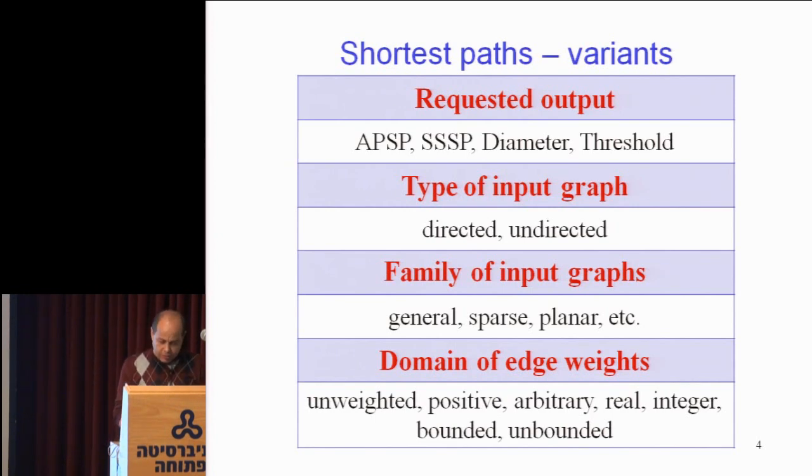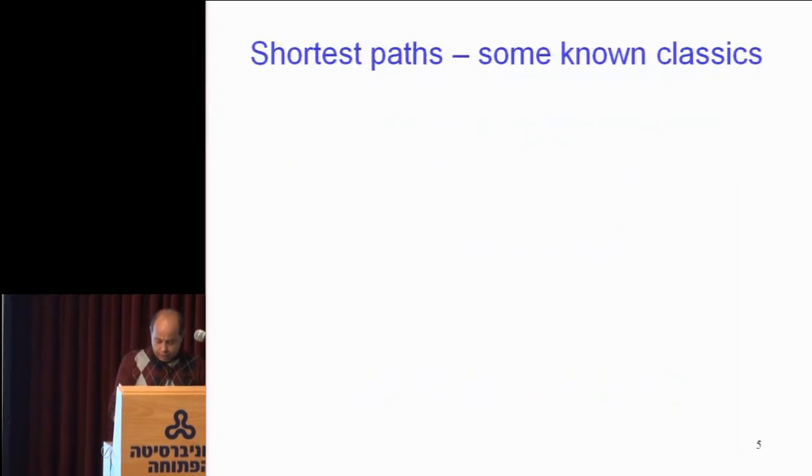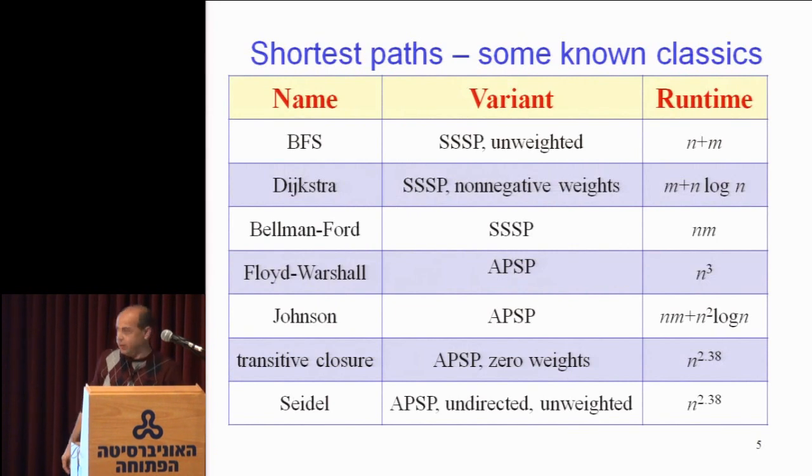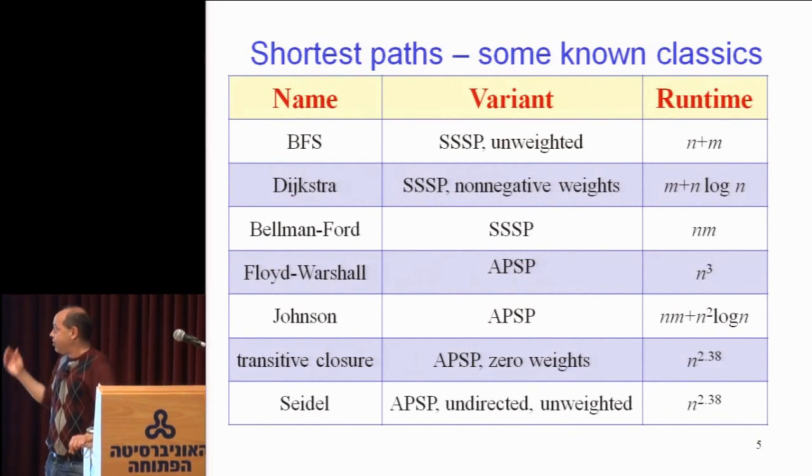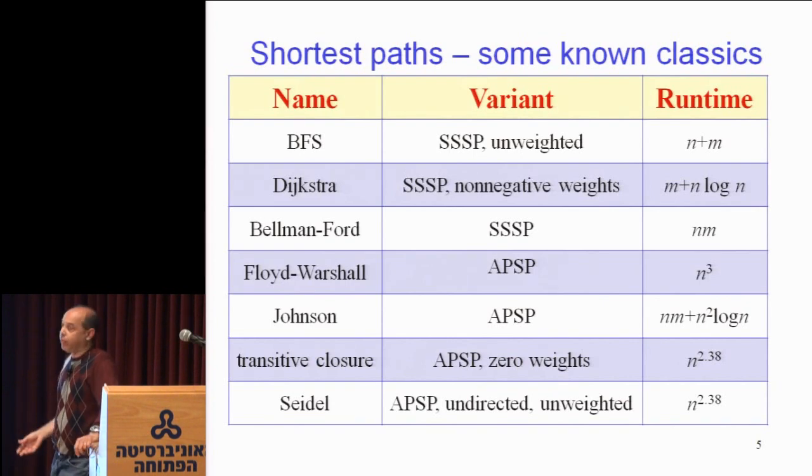So what I'll want to do in the next slide is recall the known classics in this area, the ones that we all learn of as undergraduates. Perhaps the simplest one is breadth first search. Breadth first search is just a single source algorithm in an unweighted graph. And we all know that breadth first search runs in linear time, n being the number of vertices and m being the number of edges.